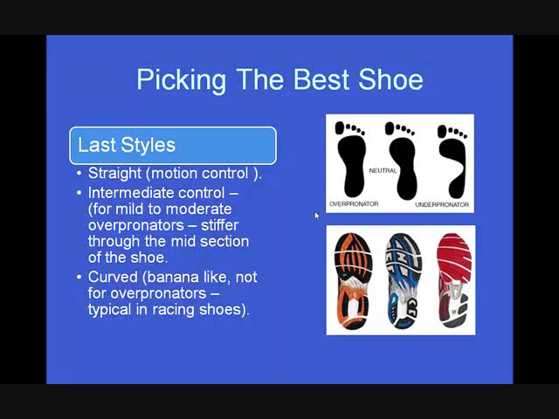Essentially what this does is it stiffens the middle of the shoe. And if you look at the diagram of the shoe last on the right side versus the left, you'll see that the midsection of the shoe is actually thinner. So last style, straight or motion control. Intermediate control from mild to moderate overpronator, stiff through the midsection of the shoe. And then we have curved, which is banana-like. Typically that's what we see in racing shoes.